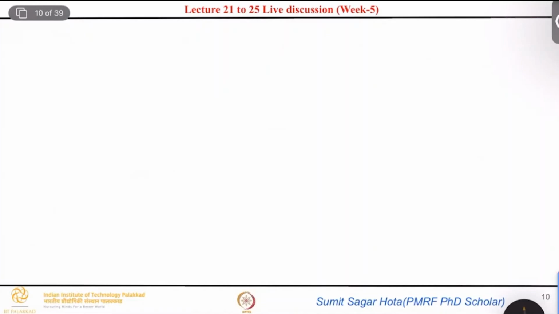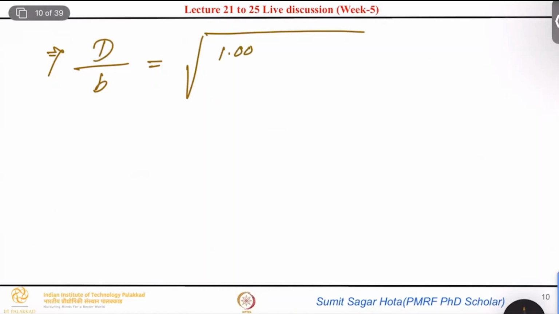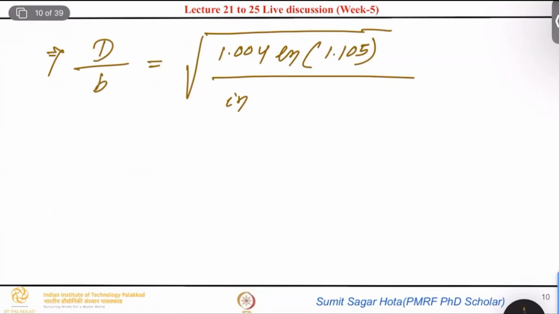Now substitute in the above equation. D by B is equal to 1.004 ln of 1.105, divided by inverse error function of 0.308, square.